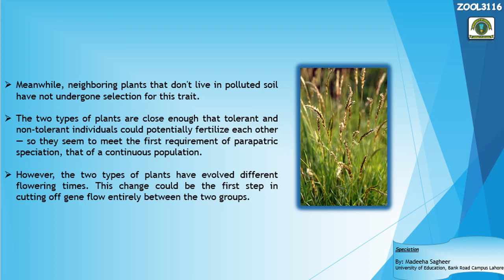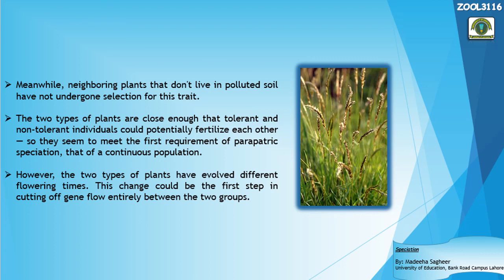So they seem to meet the first requirement of parapatric speciation, that of a continuous population. What is the first requirement they met here? A continuous population. There is no geographical barrier. But there is a change in the soil. One area's soil got contaminated with heavy metals, so this leads to a different selection pressure on the grass of that particular area.